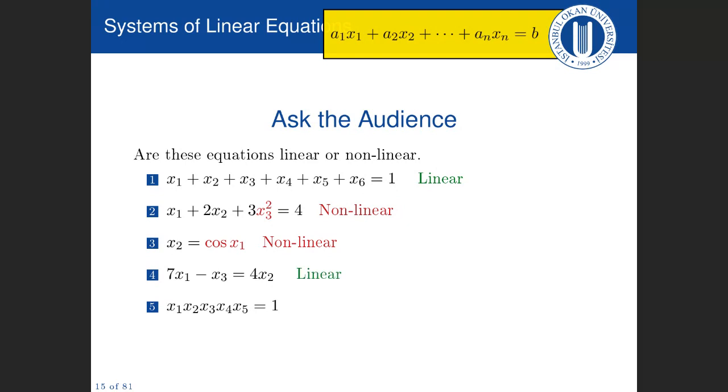Equation 4 is linear. It's number variable plus number variable is equal to number variable. That's easy to rearrange so that it looks like the form in the yellow box. What about number 5?